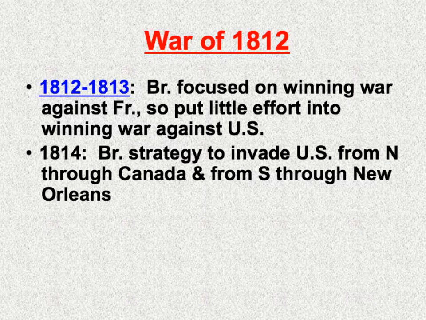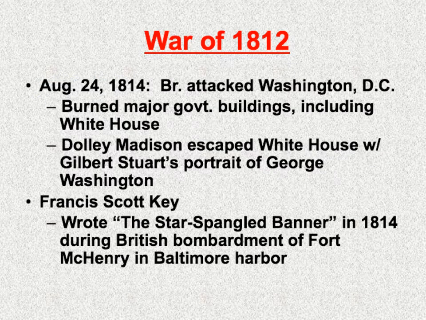Early on in the war, though, Britain was focused on winning against France and Napoleon. But after Napoleon's defeat, the British changed their strategy and invade the United States from the north, from Canada, and from the south, from New Orleans. So in 1814, they become more directly involved. As a result of that, in August of 1814, they attacked Washington, D.C. They're going to burn down major buildings, including the White House.